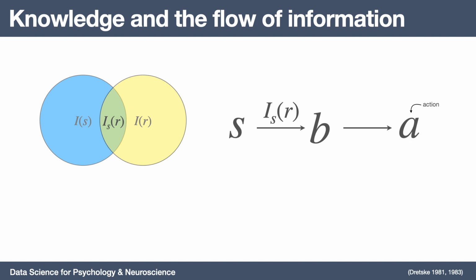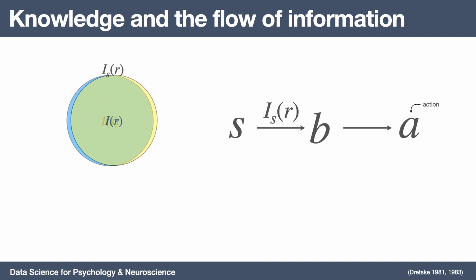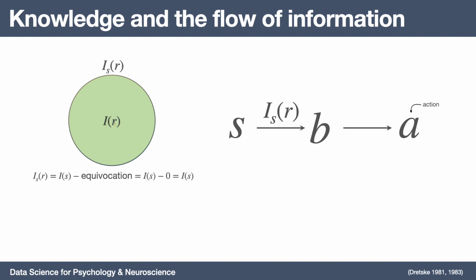But for knowledge's sake, what Dretske says is that essentially there has to be perfect mutual information between the signal and the receiver. There has to be zero equivocation or zero noise in order to consider this belief a form of knowledge. And in Dretske's terms, he changes that B to a K to indicate when you've gone from something with belief, which is uncertain, to knowledge, which has zero uncertainty.